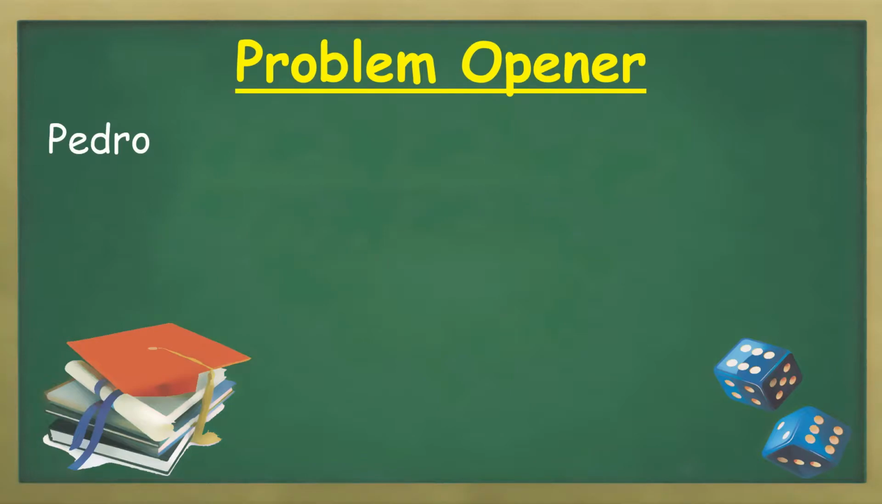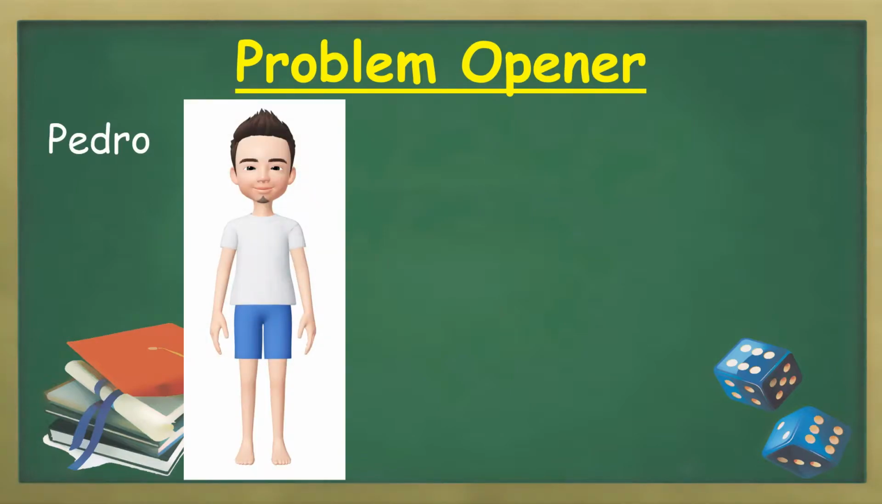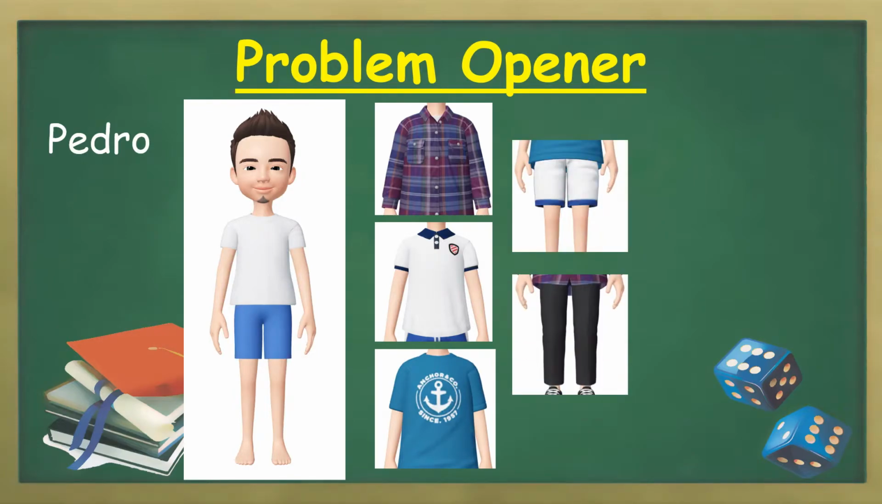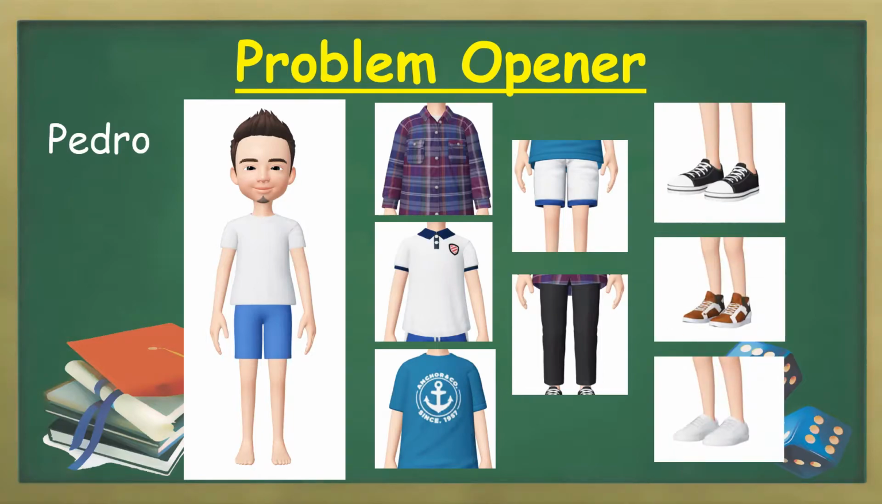So for example, let's have this problem. I want you to meet Pedro. Pedro wants to do an OOTD for his Instagram post. And unfortunately, these are the only remaining clothes in his cabinet. So we have the long sleeves, polo shirt and t-shirt, the shorts and the pants, and 3 pairs of shoes, the black shoes, brown shoes, and white shoes. So how many OOTD can Pedro have using these clothes?